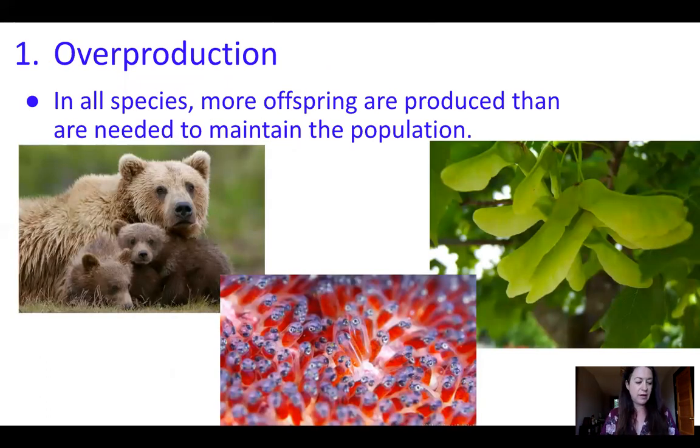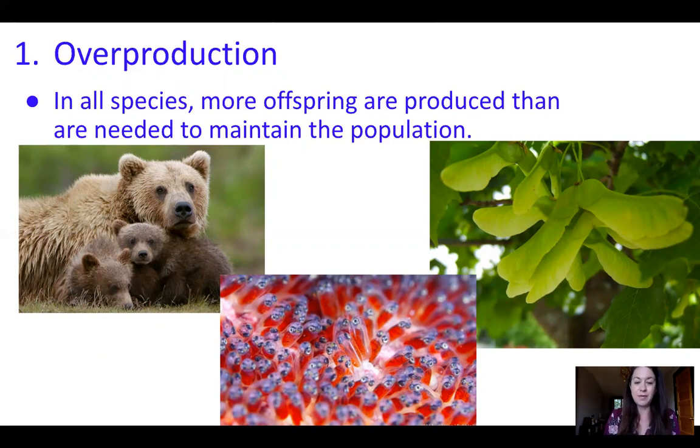So first thing Darwin observed is that all species overproduce. So they're making more offspring than they need. In a sexually reproducing organism, if there's 2 parents, in order to keep the population constant, you would need to make 2 offspring. But organisms don't usually make 2 offspring. You can have things like bears that have usually about 2 cubs every year, and so that maintains the population there. But sometimes they have 3 cubs, 4 cubs.